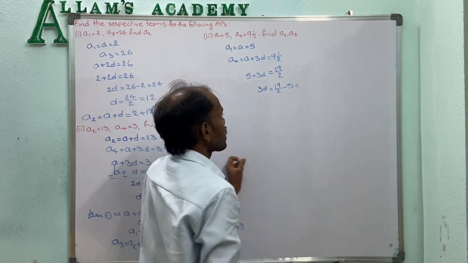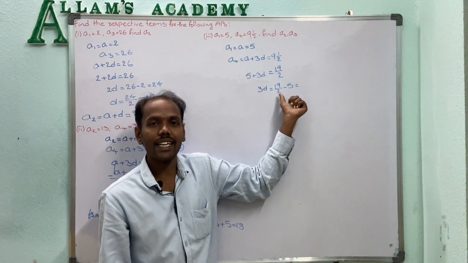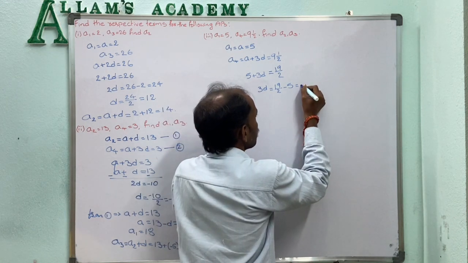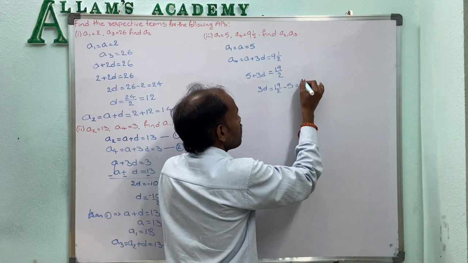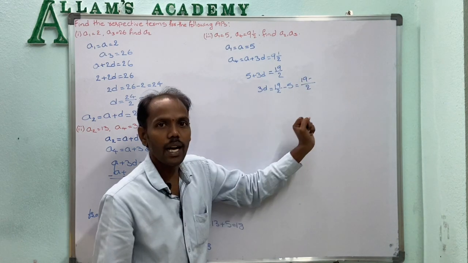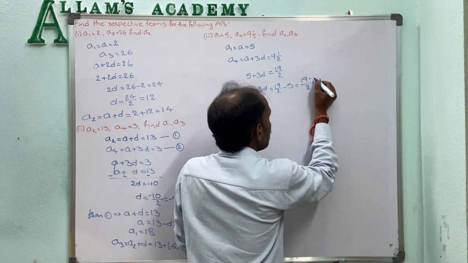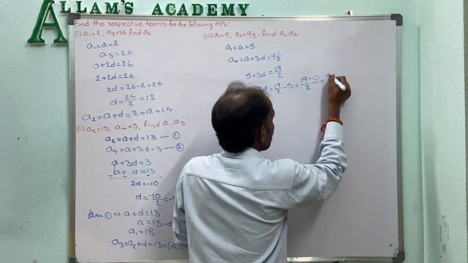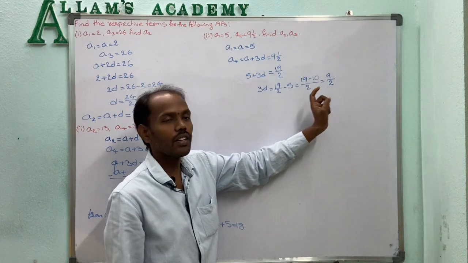So 5 is nothing but 5 by 1. So if we do the LCM, the denominator of 2 and 1 is 2 only. Now 2 ones are 2, so 19 ones are 19. Now 5 means the denominator is 1. So 1 two is 2, so 2 fives are 10. So 19 minus 10, that is nothing but 9 by 2. So 3d equal to 9 by 2.